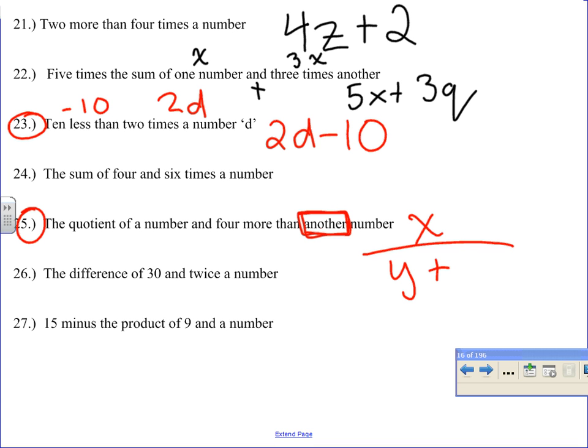Hold on. Wait, are you changing Y to Q? Yep, there you go. Because this is the other number. Okay, this one's hard, so let me read it again. Okay, now it probably will make more sense.